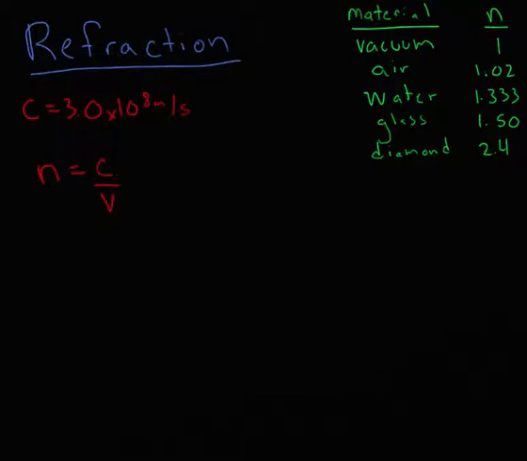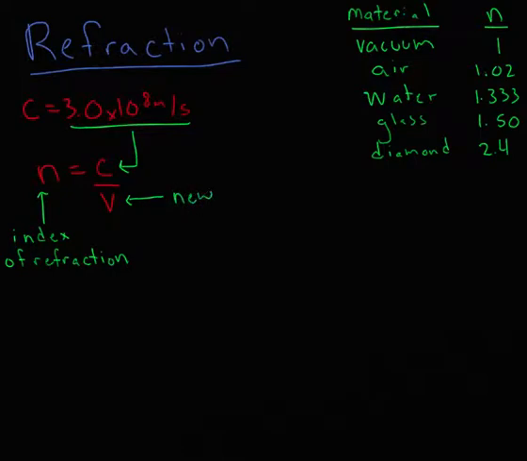Let's say what all these things stand for. n right here is what's called our index of refraction. This value tells us how much the light is going to slow down when it enters this new medium. This value right here, c, is always the value we plug in. And v is the new velocity in the new medium.